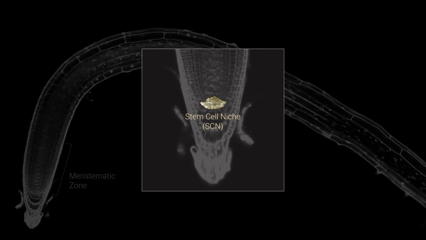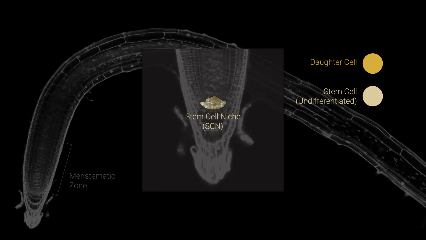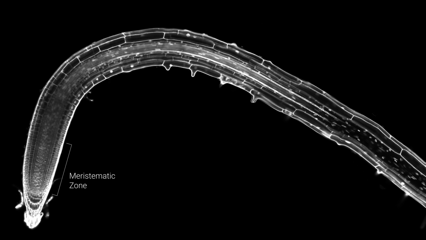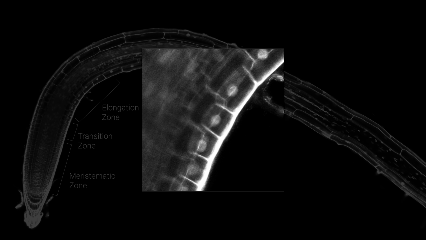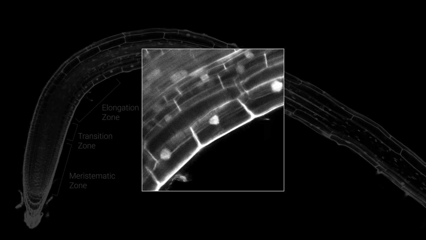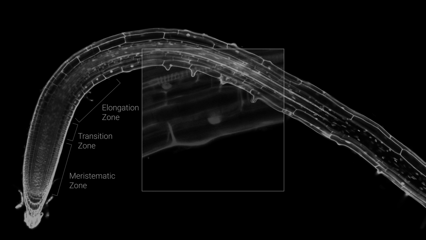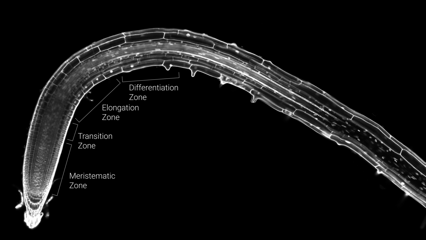It contains a stem cell niche, or SCN, a group of cells that remain undifferentiated and divide asymmetrically to produce daughter cells. As they get pushed out from the SCN and meristematic zone, they pass through the transition zone, where they undergo physiological changes as they prepare for elongation, forming central vacuoles and remodeling their cell walls. In the elongation zone, the cells will lengthen dramatically in a very short time frame and begin to differentiate. Finally, the differentiation zone is where the cells will complete elongation and differentiation, characterized by the development of root hairs.